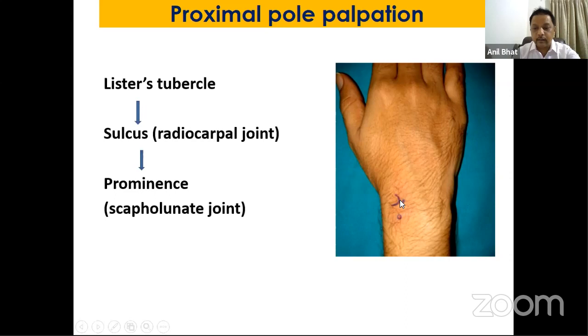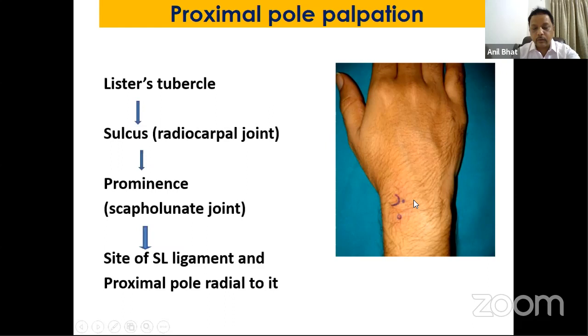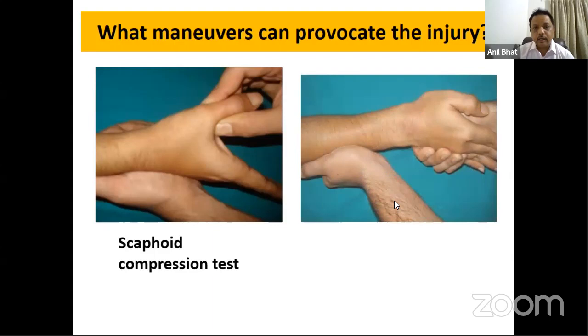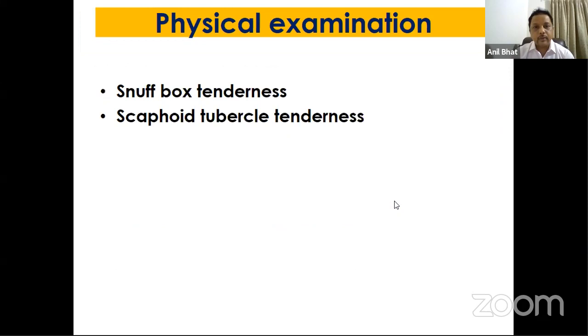And it gives you two things. One is the proximal pole and one is the scapholunate ligament. So one of these could be injured. And that is why you need to look at this area when you palpate. And you can do a couple of provocative maneuvers like the scaphoid compression test or a resisted pronation test. Both of these can yield your clinical outcomes in terms of physical examination.